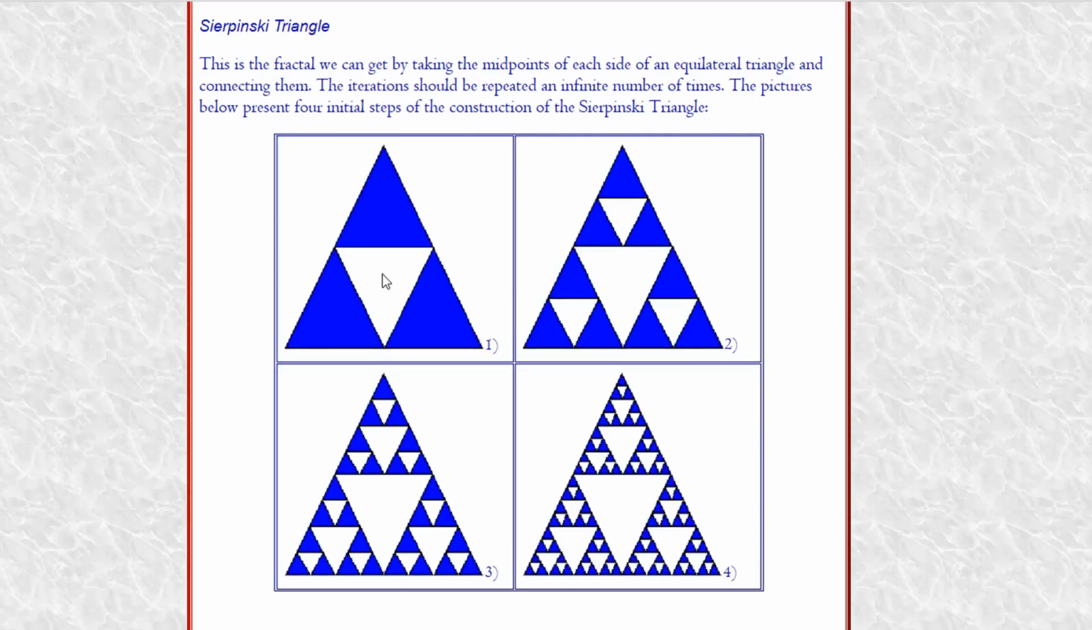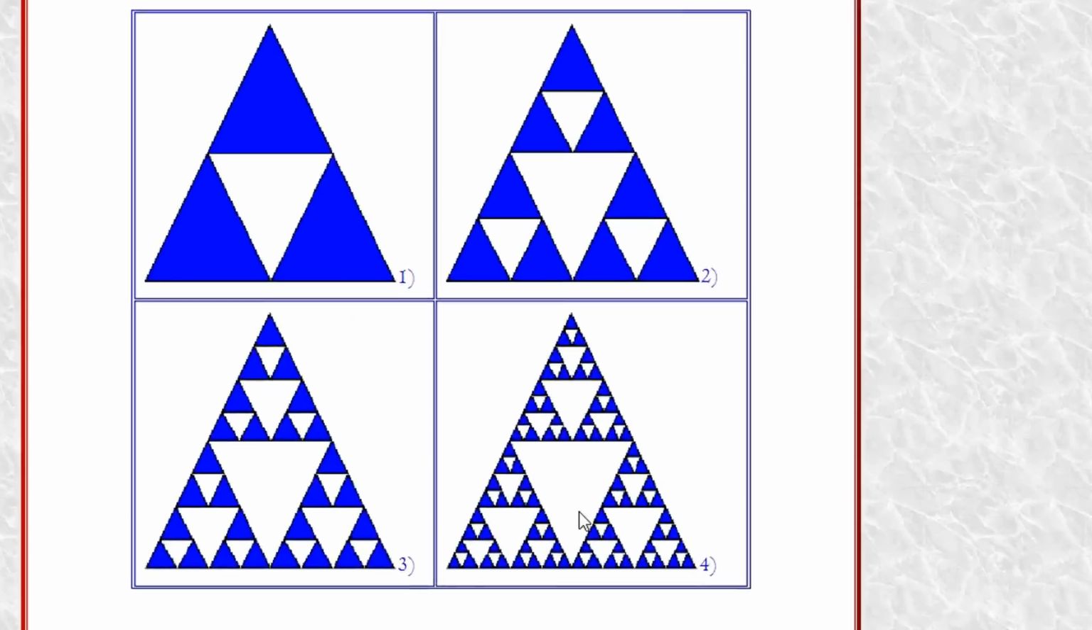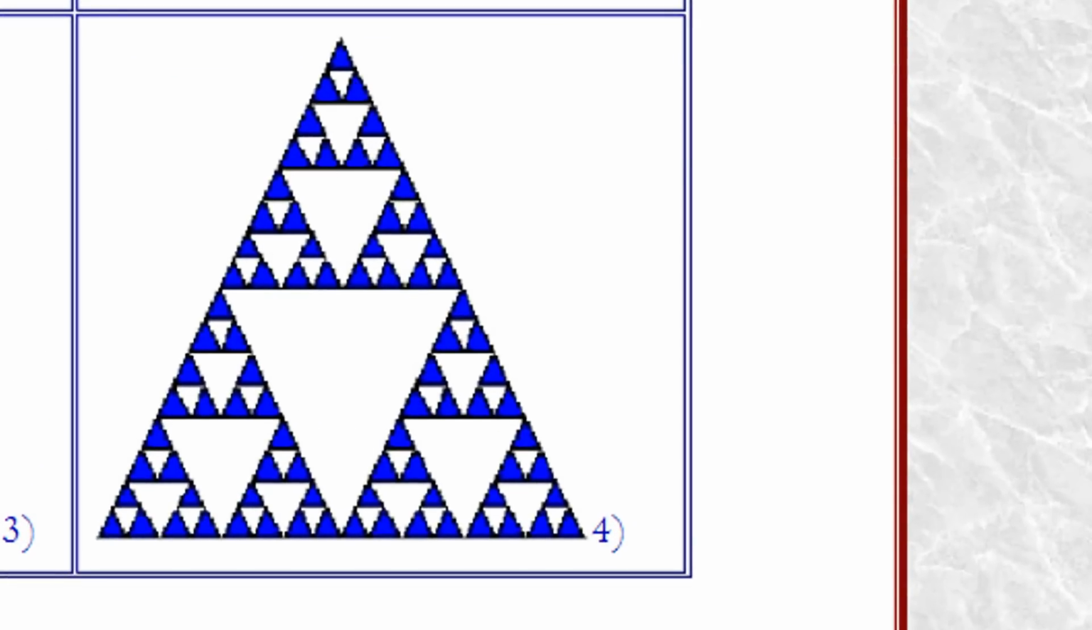This is a Sierpinski triangle, so you can see a triangle inside of a triangle, and then a triangle inside of a triangle up here, and then a triangle inside of a triangle up here, and it just gets more and more complex, but the basic pattern is the same. It's just repeated in smaller and smaller dimensions.